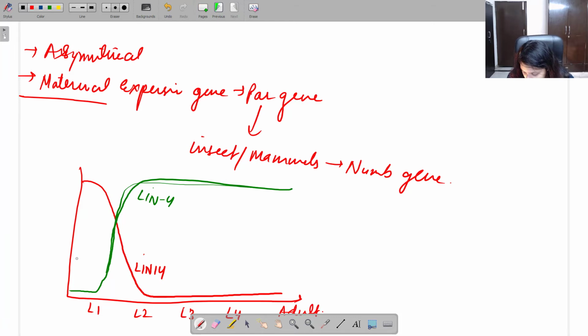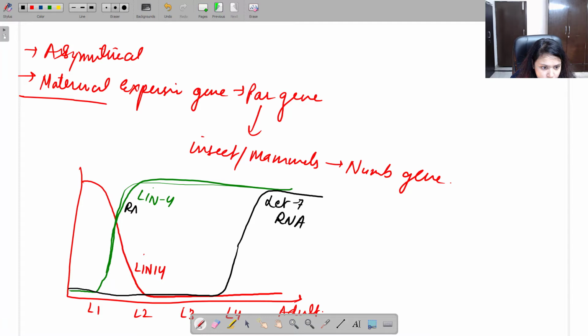Next factor is let-7 RNA. What happens in let-7 RNA? It is not present at L1, L2 and L3 but present at the L4 stage and adult stage. So write it down. These are very straightforward points, just note them down and keep them in mind. The last one is Lin41. This factor is present till the L3 stage but not present after L4 and adult stage.